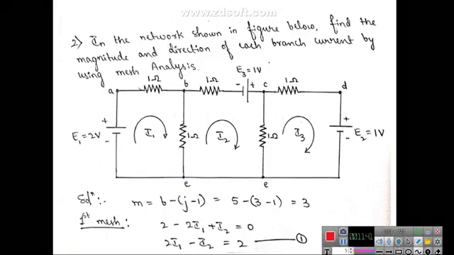So let us consider another example. In the network shown in the figure below, find the magnitude and direction of each branch current by using mesh analysis. So this is the network that is given. Before going for the analysis using mesh, first we need to identify the number of junctions.